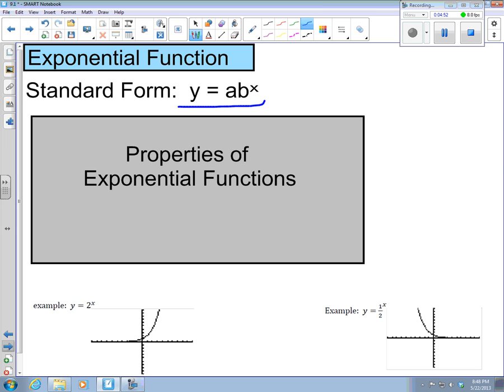Here it is once again. Y equals a times b to the x. A is always your initial value, B is your multiplier, and then this x right here. The reason they call it an exponential function is because you have a variable at the exponential position, or the exponent. Right here, x is our exponent, hence the exponential functions.